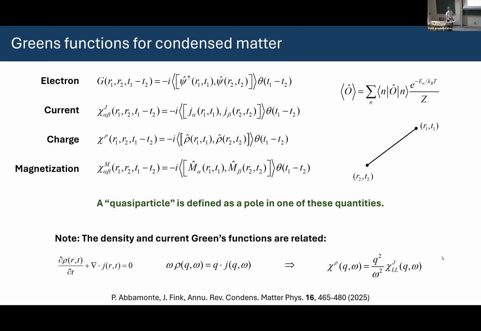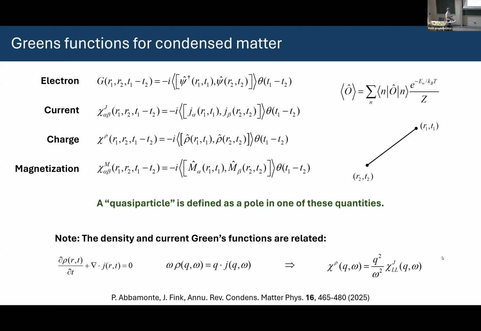Now, if you don't have good resonances, you may say there are no quasi-particles. These things can be incoherent. That's a property of the Green's functions too. So you can diagnose whether a system is a good Fermi liquid or not by the properties of these things. Okay, so I wrote down 4 things. There's really only 3 because the charge one is actually the same as the longitudinal part of the current one.